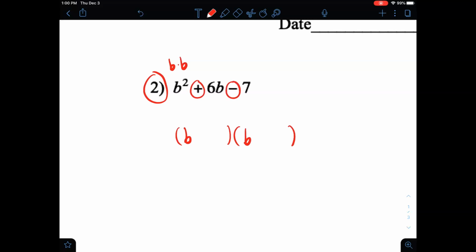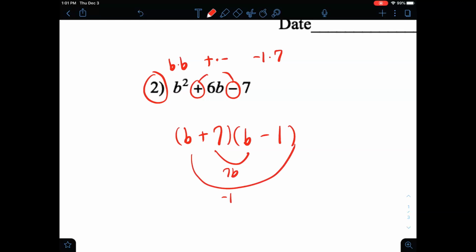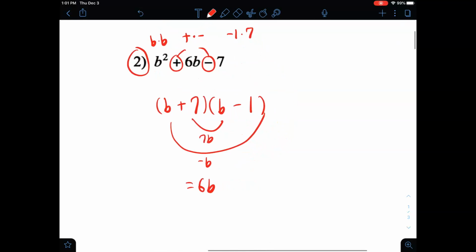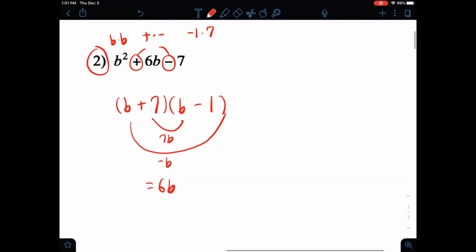How do we get a positive and a subtraction? What's the only way to get negative 7 through multiplication? Well, we need a positive times a negative in order to do that, right? So we know we need a positive and a negative. And we need factors of negative 7 now. Well, the only factors of negative 7 are negative 1 times 7. And in this case, we can put the 1 right here and the 7 right here. And this is 7b, this is negative b. And when you add those together, you're going to get 6b, which is what we want. So we want these outside terms to add to the middle term, which is 6b.